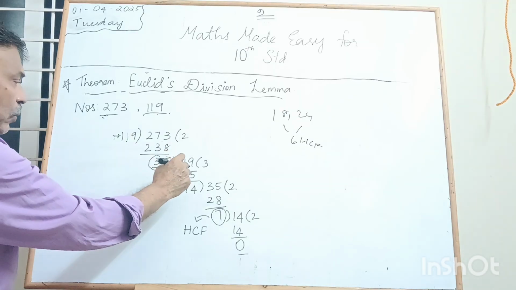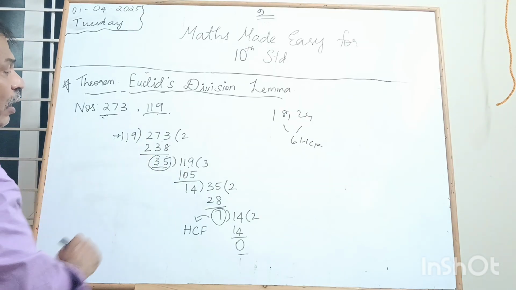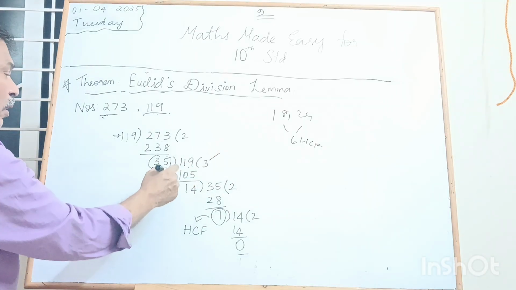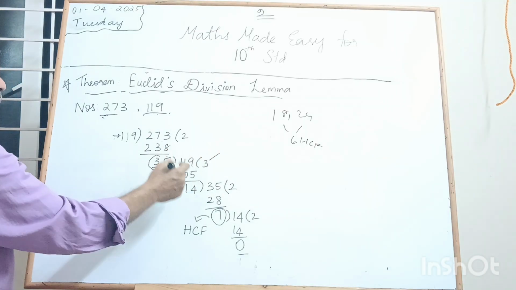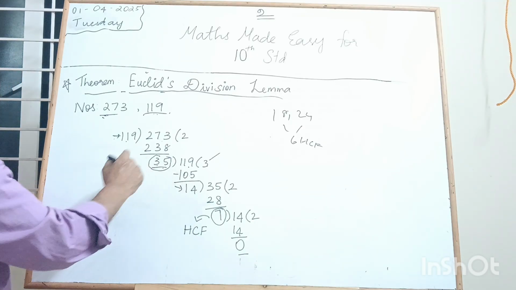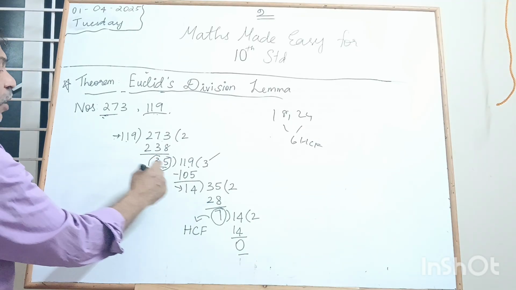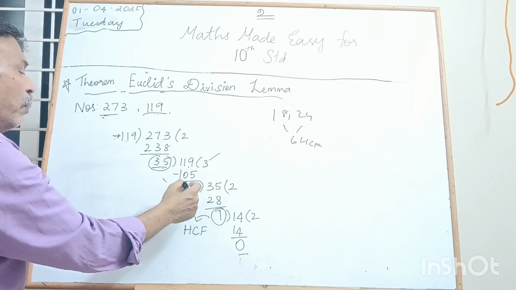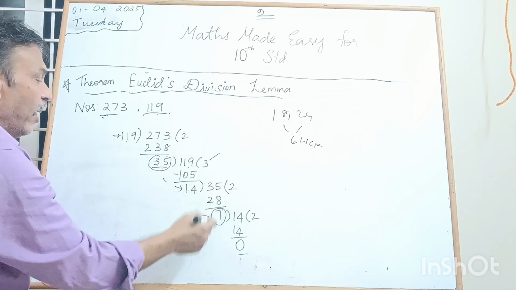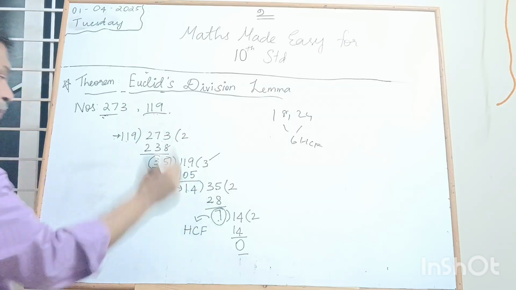Now you divide 119 by 35. 3 is the quotient and 105 comes, 3 into 35 is 105. Then this is the remainder, 14. Again the remainder is not 0. Now you bring this 35 here and divide 35 by 14. 14 twos are 28 and the remainder is 7.